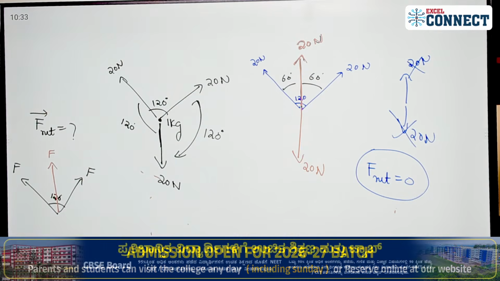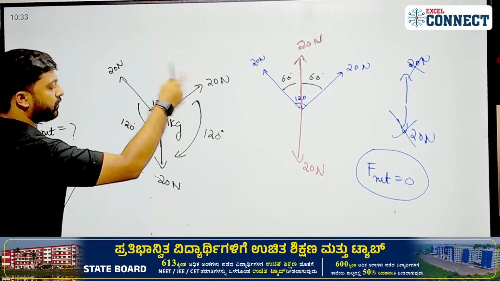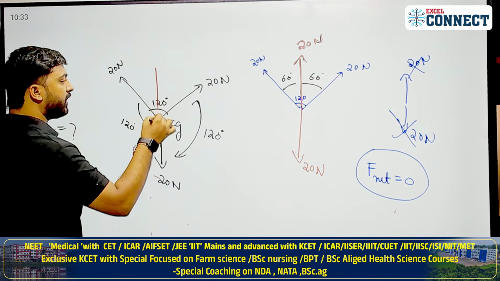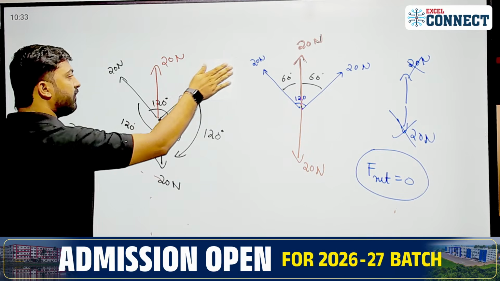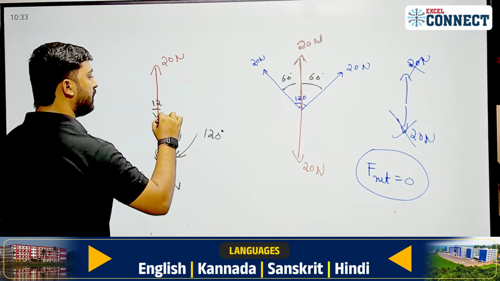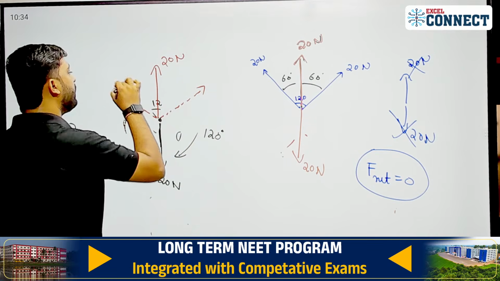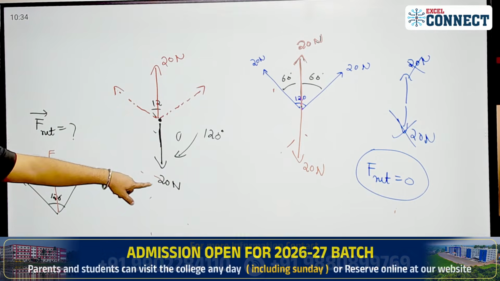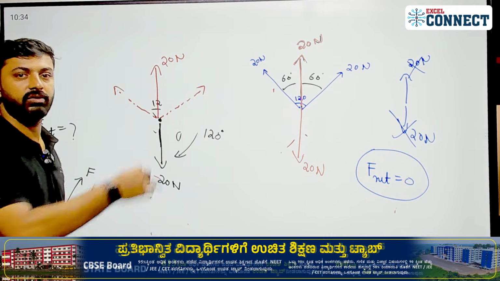See here, there were three forces. I found the resultant of these two forces. The resultant of these two forces is 20 Newton. Okay, so after taking the resultant, we can neglect these two forces. Earlier there were two forces which were 20 and 20. After taking the resultant, we can neglect that force. So upward force is 20, downward force is 20. So both forces are equal and opposite direction, they get cancelled each other. So net force is 0.